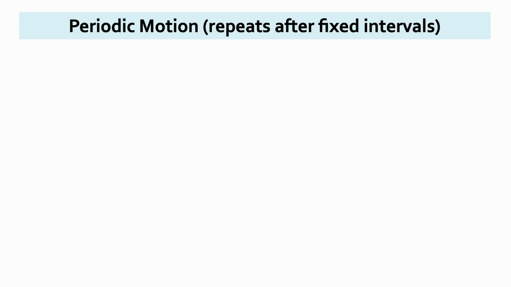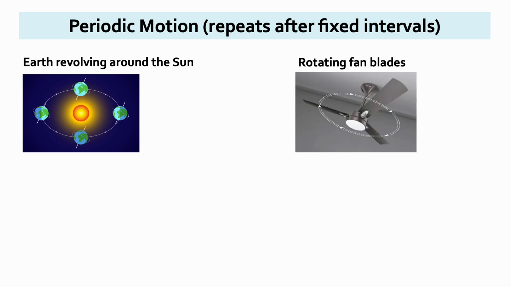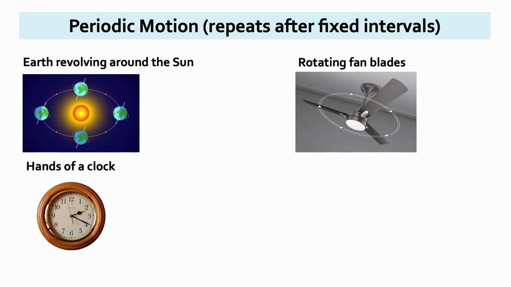Let's look at some examples of periodic motion in more detail. Earth revolving around the sun. It completes one revolution every 365 days, very precise and periodic. But notice, it's not a back and forth motion. Rotating fan blades. Blades spin at a fixed rate. Perfect periodic example. This is also a rotatory motion but repeated regularly. Hands of a clock. Move in a fixed circular path and repeat every 12 hours. Another great example.